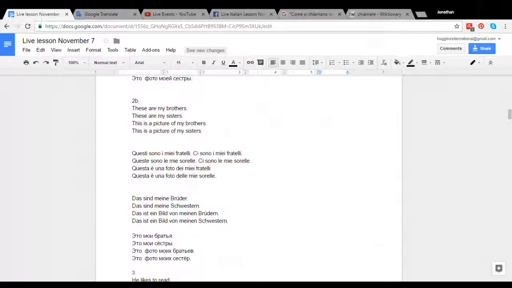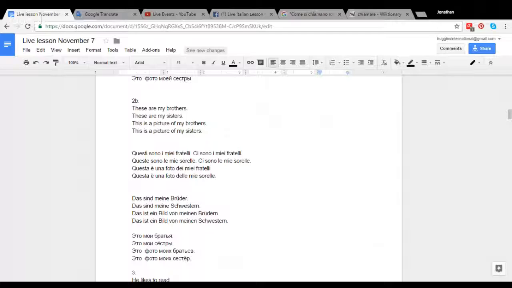I can also use the form ci sono i miei fratelli. And I can also have queste sono le mie sorelle. Ci sono le mie sorelle. So, identifying that these are my sisters. Ci sono doesn't change for masculine or feminine, but the questi and queste change for masculine plural or feminine plural.